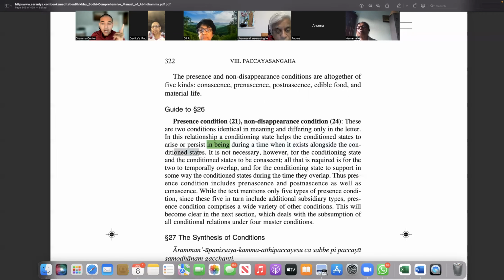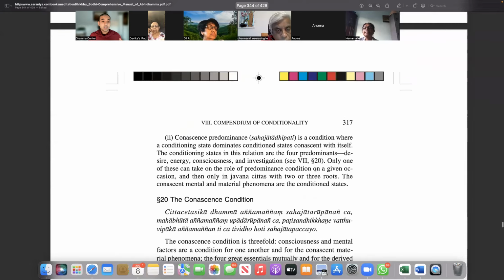It is not necessary, however, for the conditioning state and the conditioned state to be connascent. All that is required is for the two to temporarily overlap and for the conditioning state to support in some way the conditioned state during the time they overlap. Thus, presence condition includes pre-nascence and post-nascence as well as connascence. While the text mentions only 5 types of presence condition, these 5 in turn include additional subsidiary types which we have gone through. Let's go back to the chart.